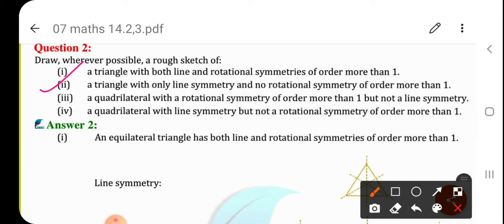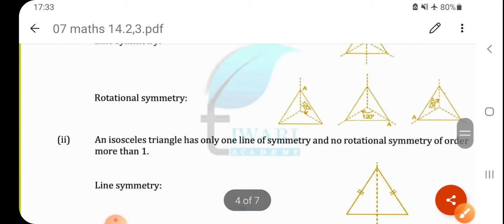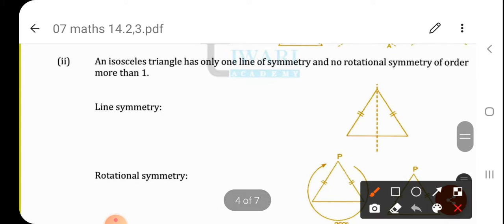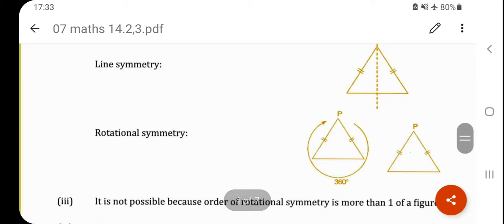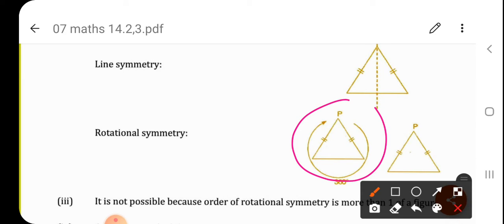Second one: a triangle with only line symmetry and no rotational symmetry of order more than 1. Line symmetry only, so that is the isosceles triangle, as I just told. In an isosceles triangle one line of symmetry is possible, but rotational symmetry is not possible.